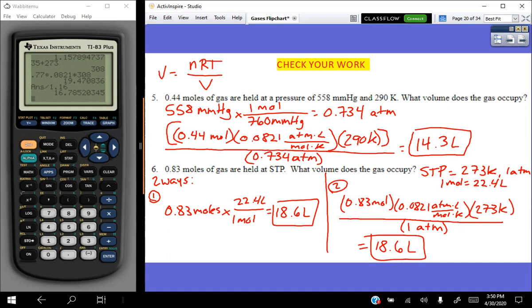When things are at STP, standard temperature and pressure, we know that 1 mole is equal to 22.4 liters. That is a conversion factor. We could have just done some stoichiometry and said 0.83 times 22.4 liters over 1 mole, and we got the exact same answer. Now, yes, the first method does require less work, but you can only use that when we're at STP. If we're at any other temperature or pressure, it does not work.